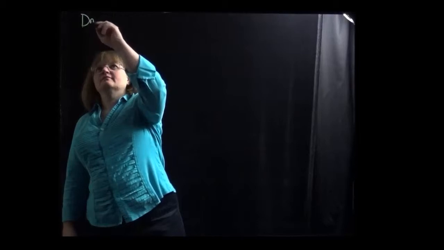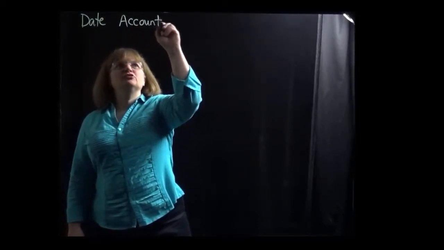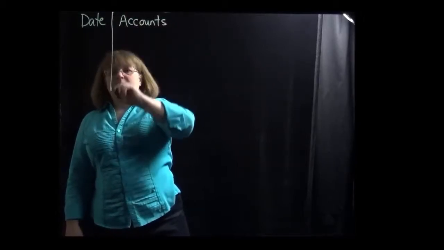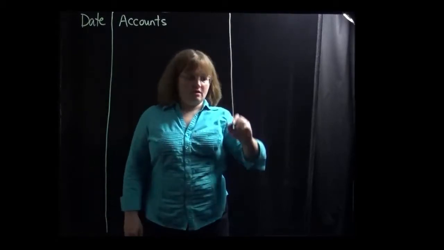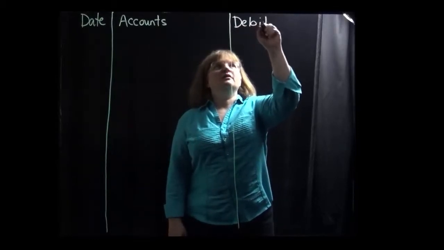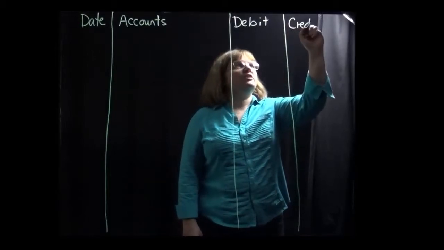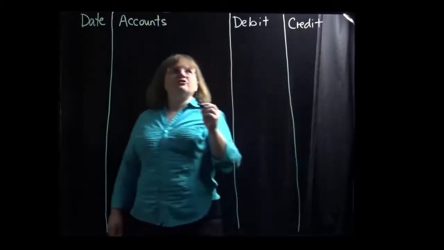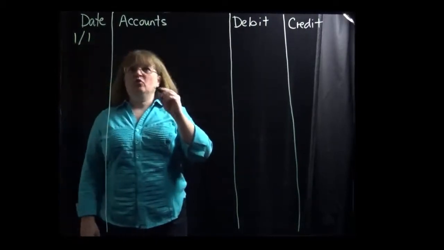In this case, it is an accounting transaction, and so I'm going to make my representation of a general journal here. Basically, I'm going to have a column for the date, a column for the account names, a column for the debit part of each entry, and a column for the credit part of each entry. For this entry, it happened on January 1st, so I'd put in my date of 1/1.